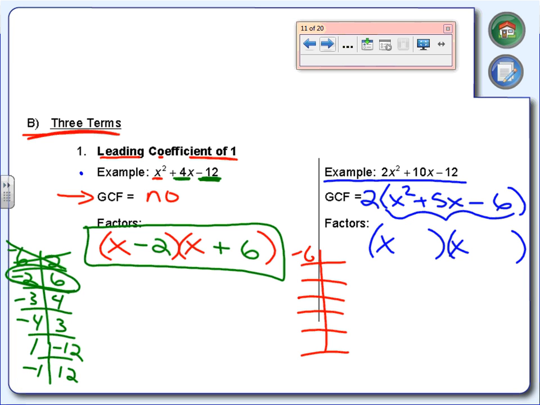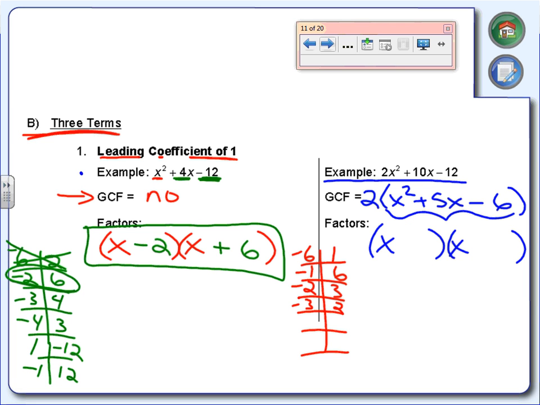There you go. Negative 6 times 1. That would give me negative 6. What's that? Negative 1 times 6. What else? Keep going. Negative 2 times 3. Negative 3 times 2. I think that's it, right? We got them all.